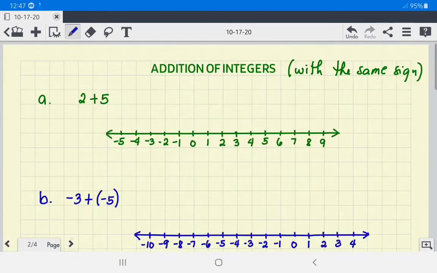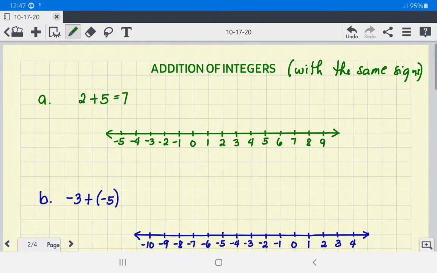So let us now proceed to addition of integers with the same signs. Let's say we have positive 2 plus 5. Of course, that's so easy because that is equal to 7.